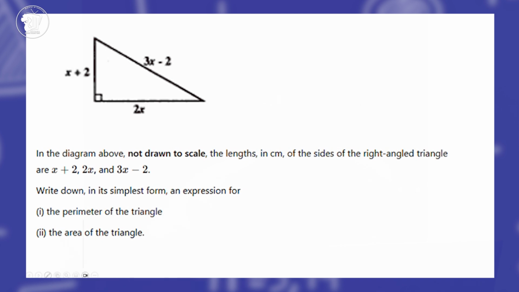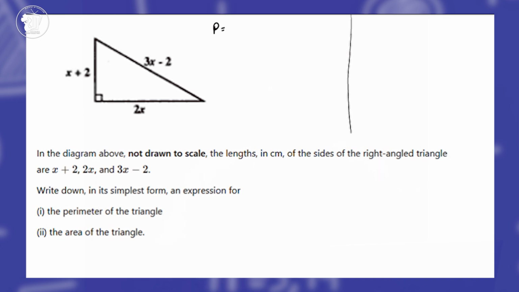In order for us to find the perimeter of this triangle, all we need to do is add all of the sides of the triangle. So side 1 here would be 3x minus 2, added to this side, which is 2x, plus this side, which is x plus 2. So the perimeter is equal to 3x minus 2 plus 2x plus x plus 2. I'm just removing all the brackets since everything is adding, no need to distribute anything.